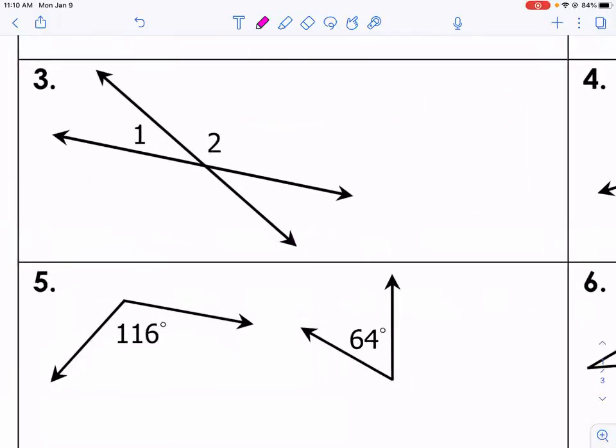Everyone look at it. Oh, wait, no, that's vertical. This is angle 1 and this is angle 2. Let's process together. Okay, so question number 1, are these adjacent? Are these next to each other? Well, yeah. Don't they share this side? Yes. Okay, so they are adjacent.